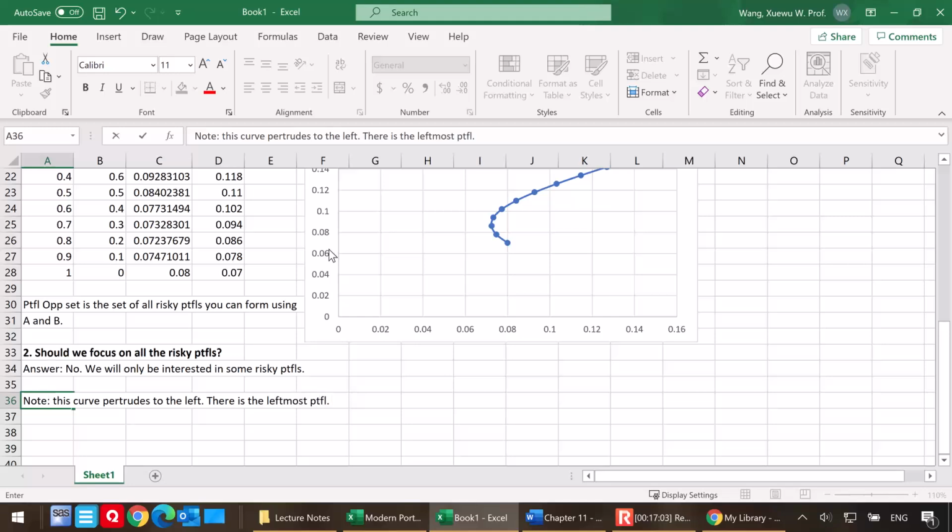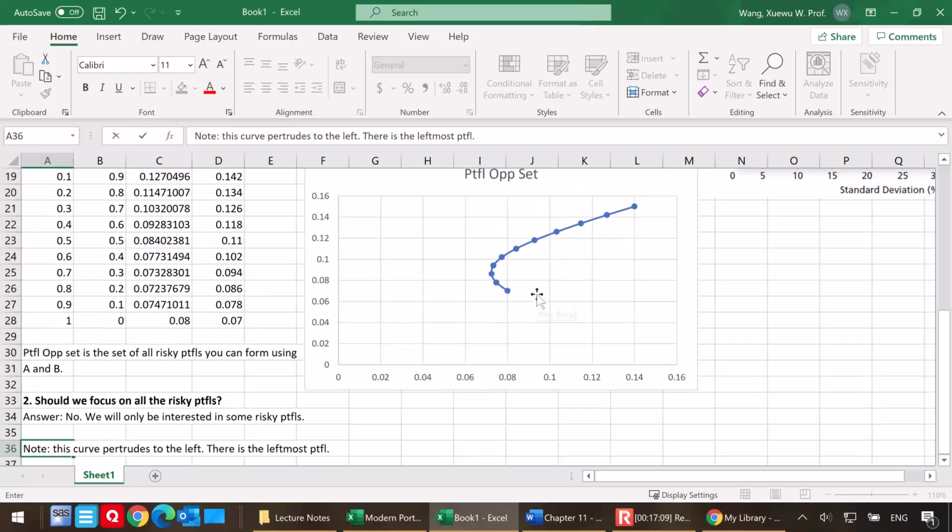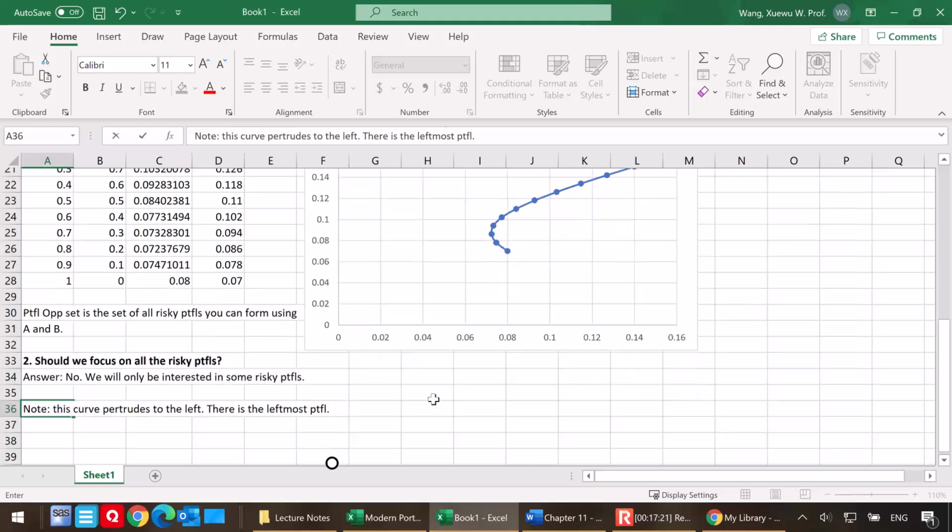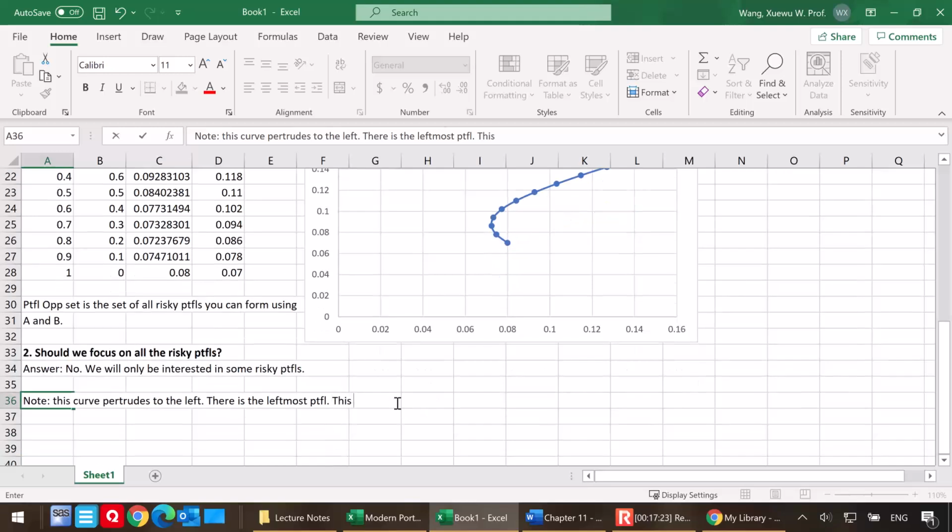So if you want, you can actually identify this point here. And this portfolio, what's the feature of this portfolio? Well, this portfolio is actually the leftmost one, meaning this portfolio has the lowest standard deviation because the x-axis is the standard deviation, all right? So this portfolio has the lowest standard deviation.